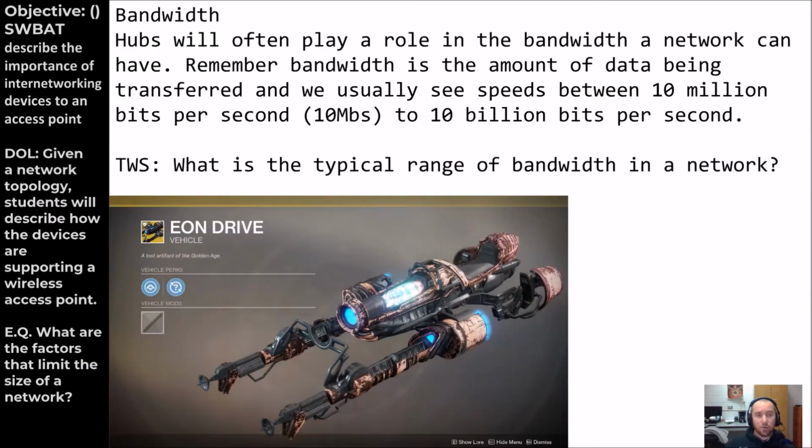And now hubs will often play a role in the bandwidth a network can have. Remember, bandwidth is the amount of data being transferred, and we usually see speeds between 10 million bits per second to 10 billion bits per second. And you see I'm using the words million and billion when you usually hear megabits and gigabits. At least the first one is easy to remember because they both start with an M. So quick think, rate, share: what is the typical range of bandwidth in a network?